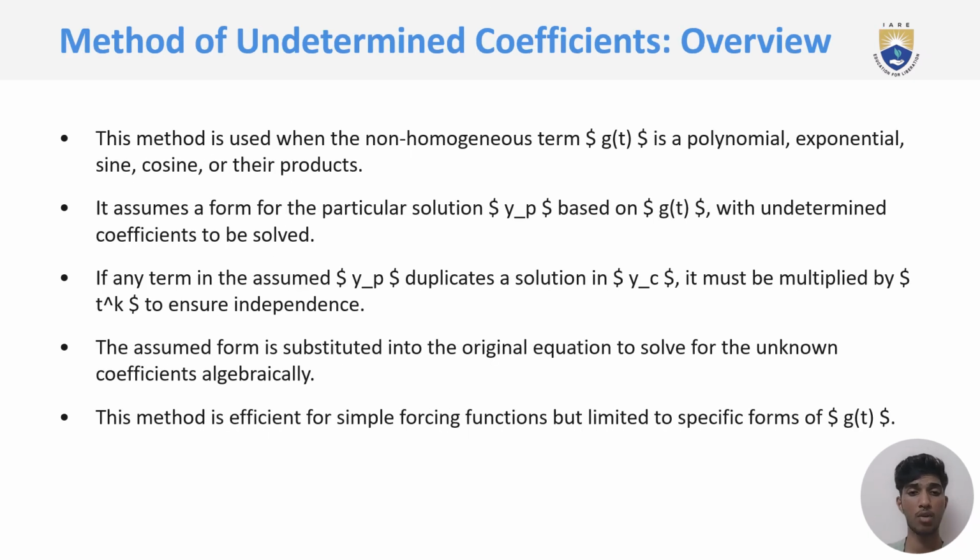Method of undetermined coefficients. The method of undetermined coefficients is used to find the particular solution of non-homogeneous differential equations. This method works when the forcing function g(t) is a polynomial, exponential, sine, cosine, or a combination of these. In this approach, we assume a trial solution with unknown constants. These constants are called undetermined coefficients. By substituting the trial solution into the differential equation, we can determine the values of these coefficients. This method is simple and effective for many engineering problems.